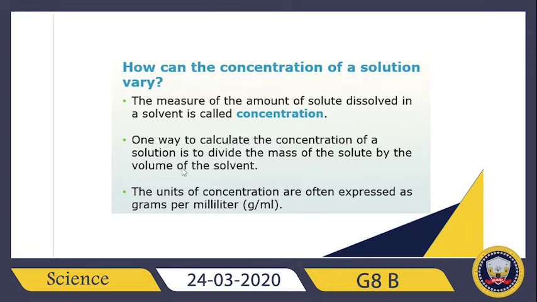And now what about the unit, guys? As we know, the mass is measured using what? Using grams, while the volume of solvent, for example the volume of water or any other solvent, is expressed using what? Using milliliters. So the unit of concentration will be grams per milliliter.